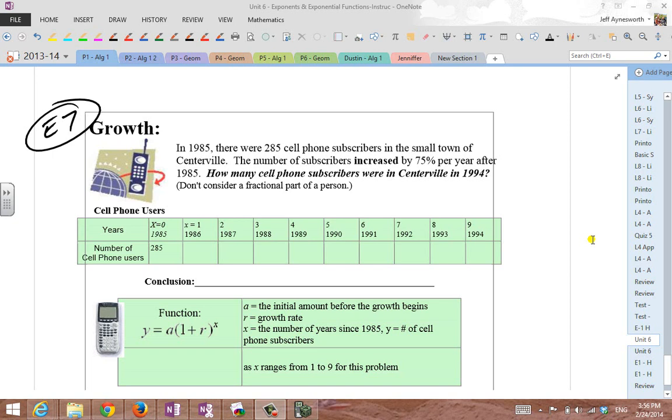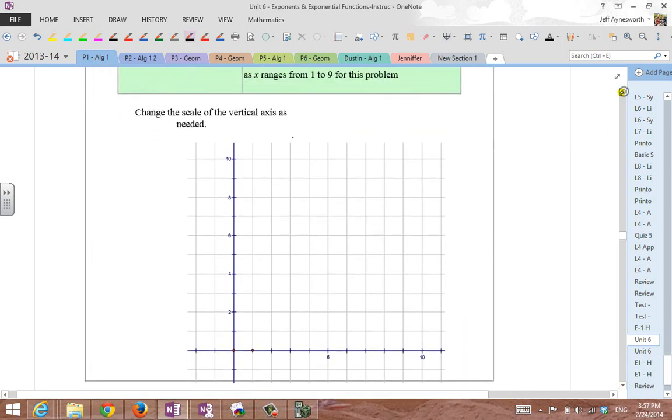Hey, this is Mr. Ainsworth, and we are going to get into my 7th lesson on exponential functions here, dealing with a growth situation. So let's take a look at it here. This is a cool one. It's about cell phone subscribers here. And you guys should know about cell phones because you use them every day. So let's get right into it.